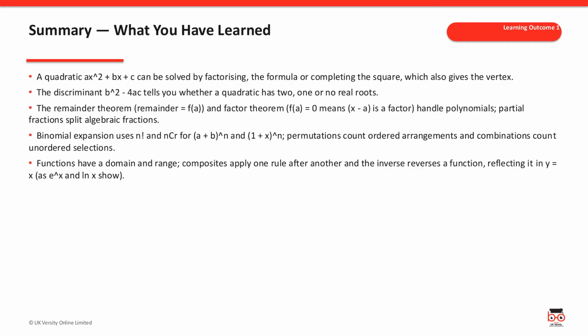Let's gather the threads together. A quadratic, ax² + bx + c, can be solved by factorizing, by the formula or by completing the square, which also hands you the vertex. The discriminant tells you how many real roots there are. The remainder and factor theorems tame polynomials, and partial fractions break awkward fractions into manageable pieces. Add the binomial expansion, the counting rules, and functions with their inverses, and you've got a genuinely powerful algebra toolkit.